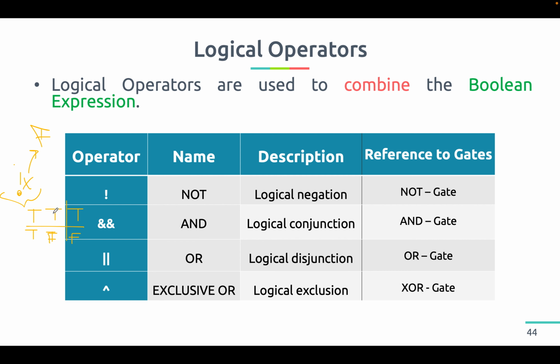The OR is the opposite. True or true is true. True or false is true. False or true is true. And false or false is false.